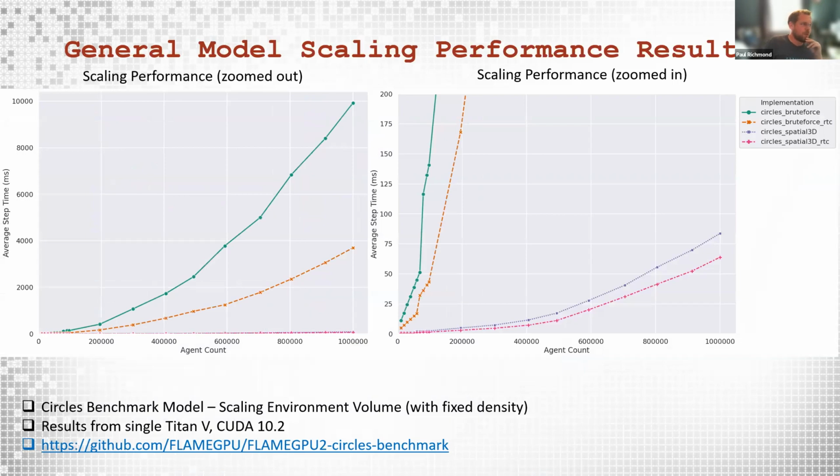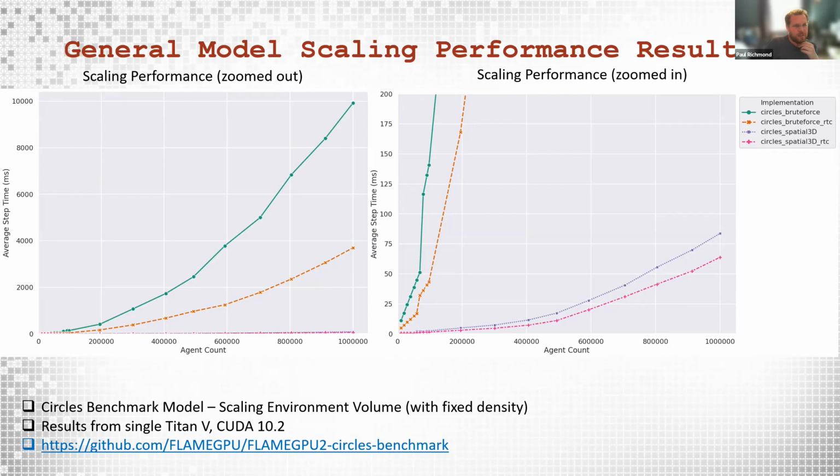In terms of our general model scaling performance, it's pretty good. These graphs are mostly meaningless, and I fully acknowledge that, because the performance you get is completely dependent on the model. So this is only really useful if you're interested in the specific circles benchmark model. Even changing the parameters of the model will affect the performance, because if you interact over a larger area, it means that there's more messages to consume, and the performance will change possibly quite drastically.